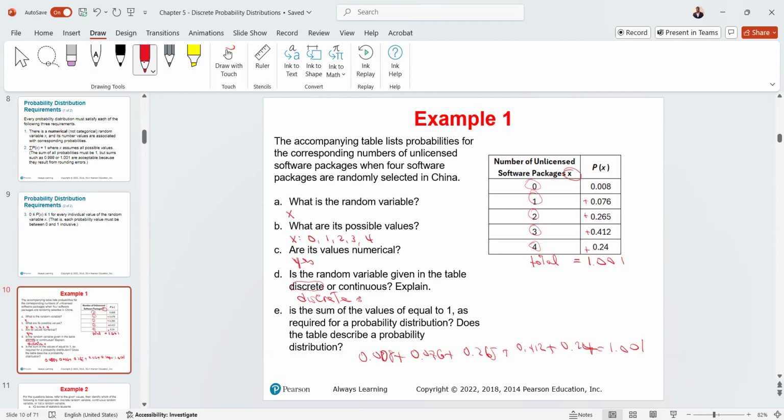Also, the variable x is a numerical, random variable, and its values are associated with probabilities, and each of the probabilities is between 0 and 1. We don't have any negative probabilities, or any probabilities above 1. So you see it's 0.08, 0.076. They are all between 0 and 1, inclusive, as required. The table describes a probability distribution.